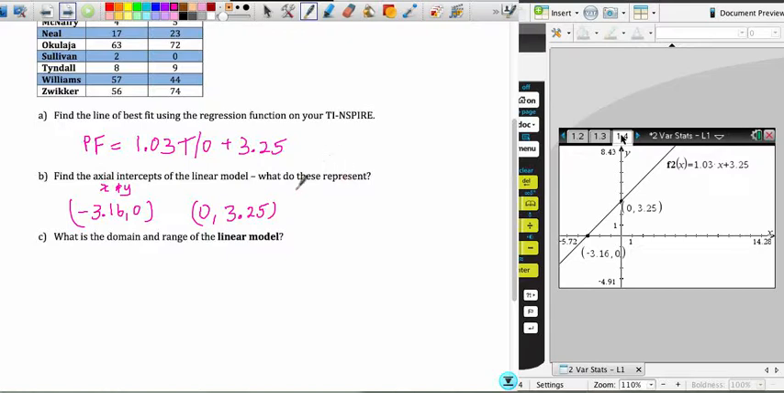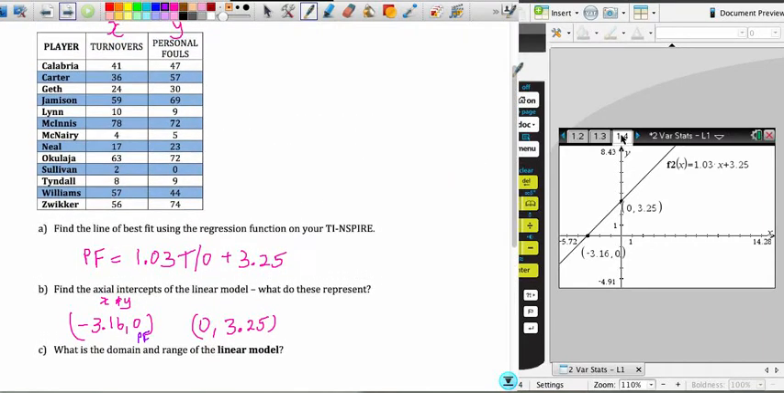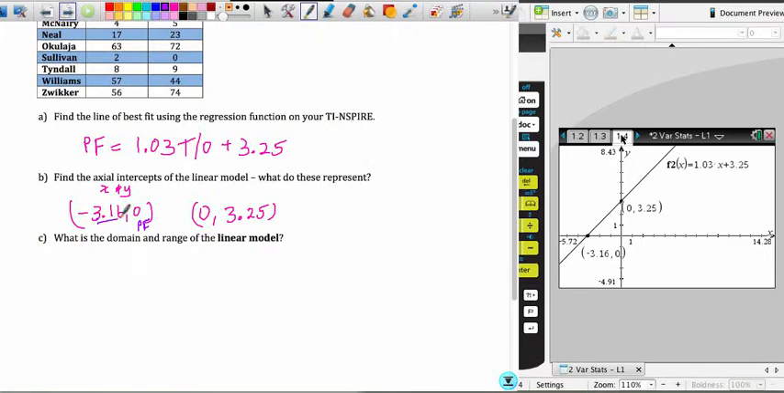And so what we've got to do is interpret this in the context of the problem, and this is where it gets a little bit unusual. What this technically means is that in order to have 0 personal fouls, a player must have turned the ball over minus 3.16 times. So the only way to have no personal fouls, according to this mathematical model, is to have turned the ball over minus 3.16 times.